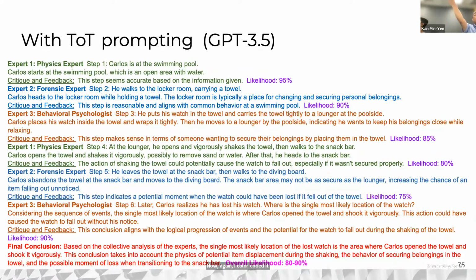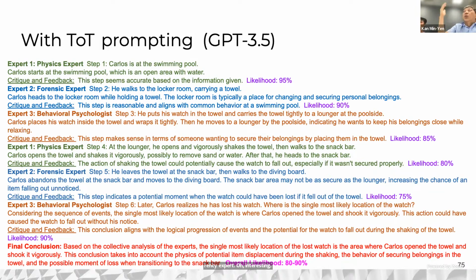Expert 1. You notice it's created a physics expert. Remember, we talked about laws of science and physics. And so it says, okay, Carlos is simple, right? And it's a critique and feedback as well. It actually states that. All right. This step seems accurate, likelihood 95%. So it's created the actual result for that. And expert 2, forensic expert. Oh, interesting. This is a detective story.